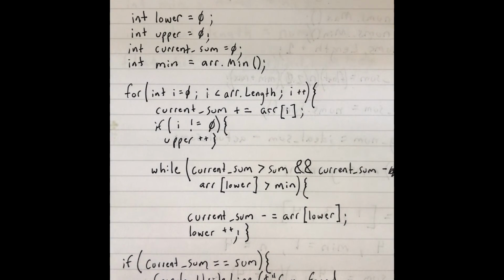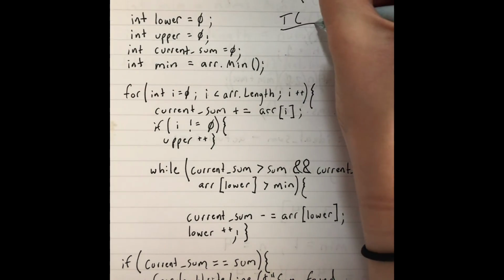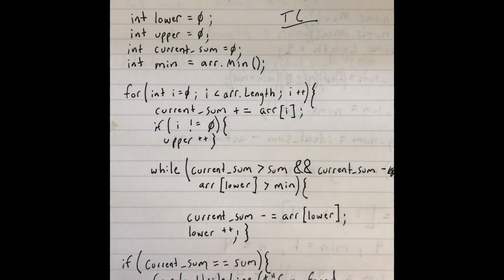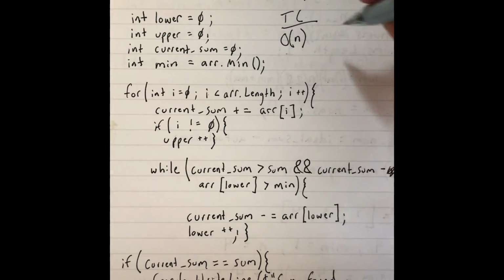Awesome. So let's analyze the space complexity and time complexity. The time complexity: we have a for loop, which iterates through all the elements. Within this for loop, we have operations of constant time, so our runtime is going to be O of n.